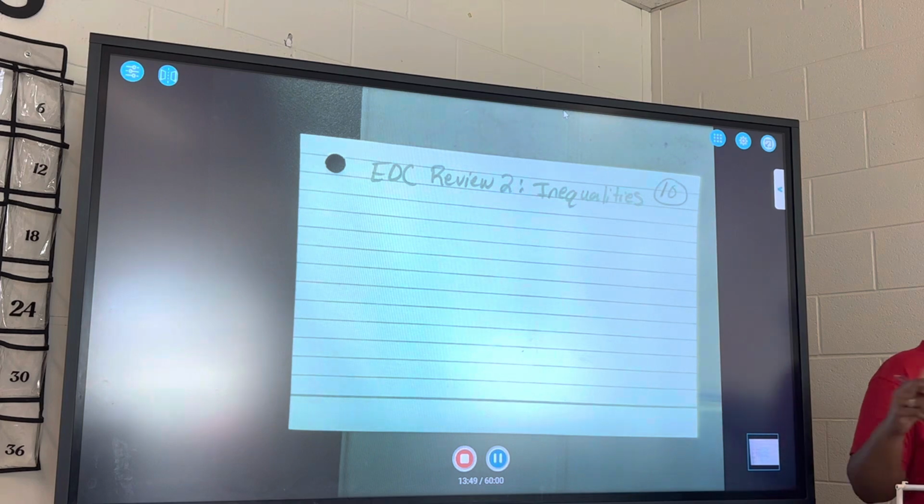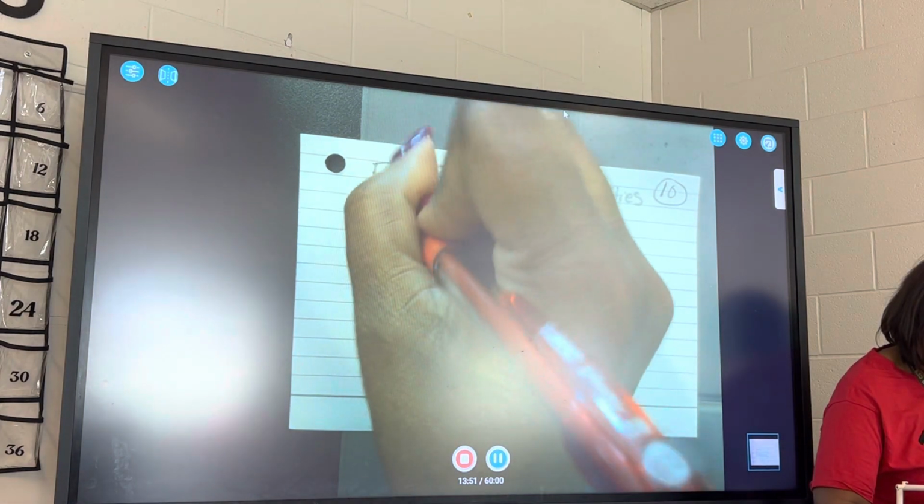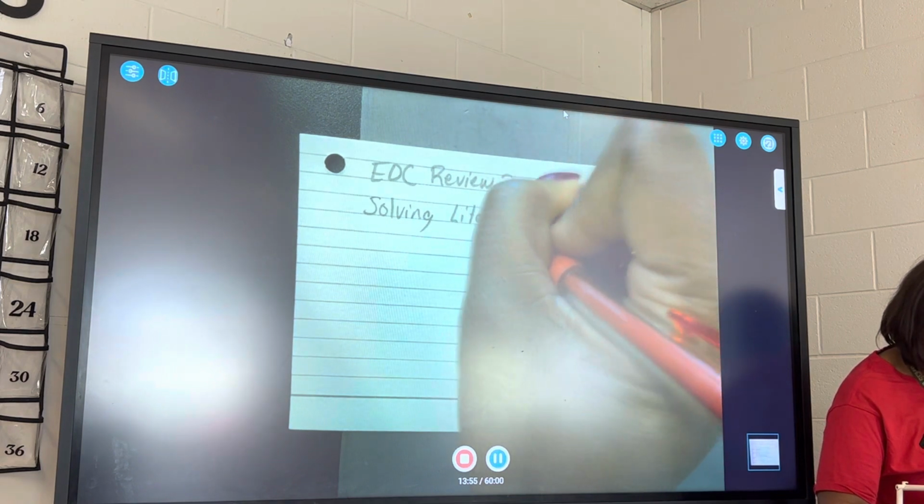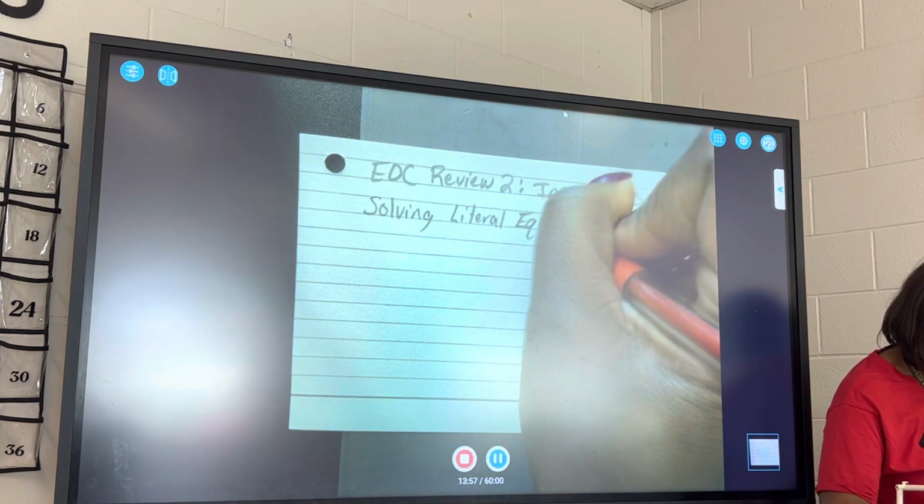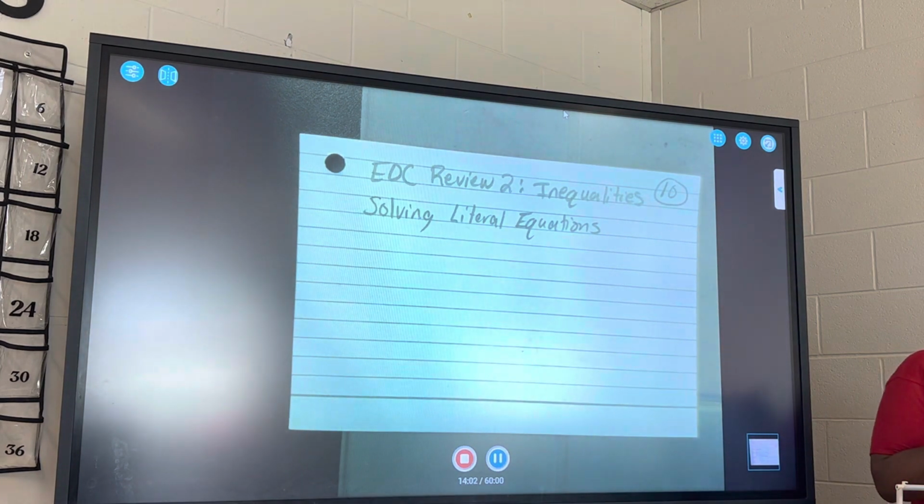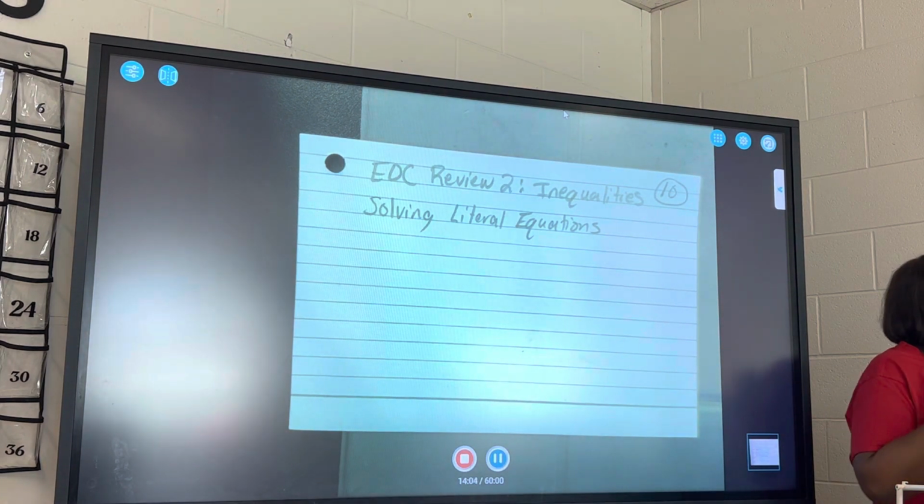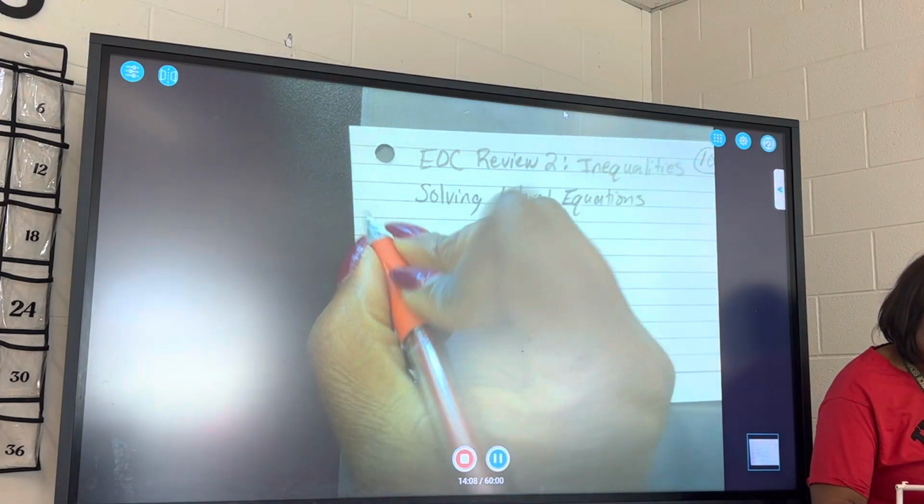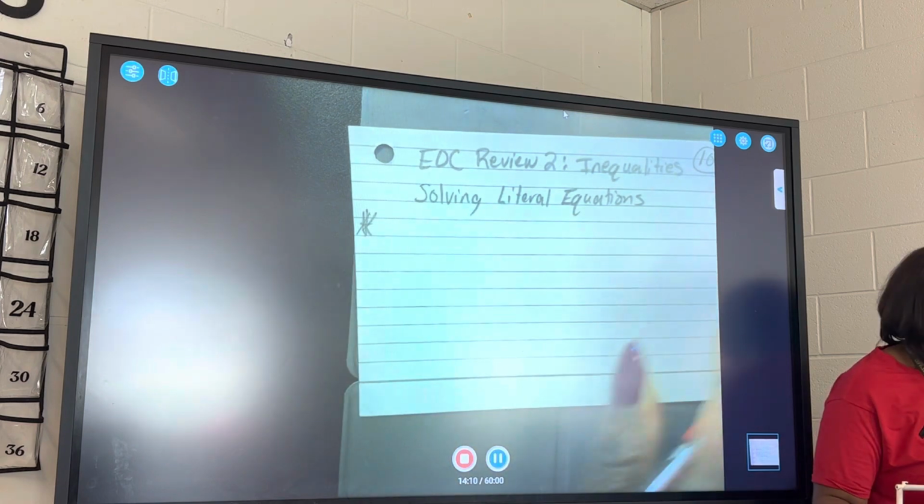All right, so now we're solving literal equations. I am gonna do an example of this because when we did this at the beginning of the year, you all really did struggle with this, okay? Literal equations is where you have equations that have more than one variable. So I'll put a star beside it because this was super important.